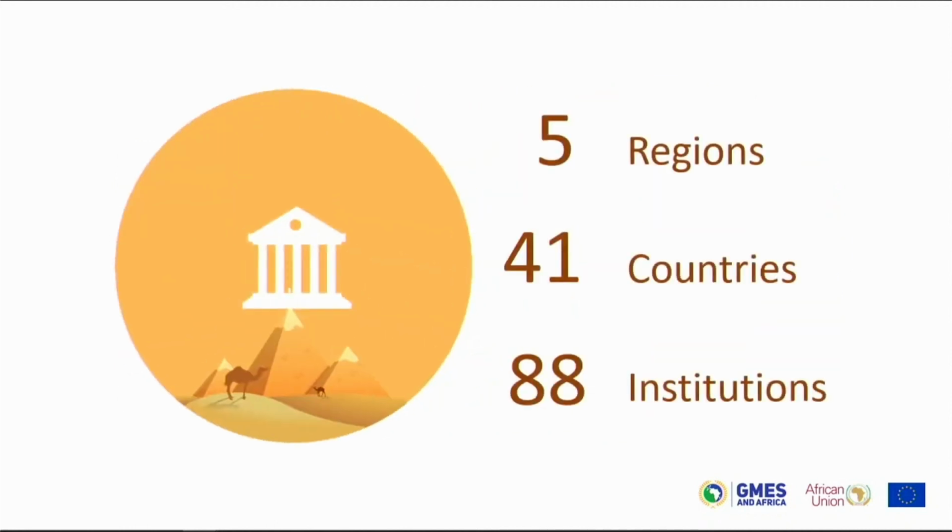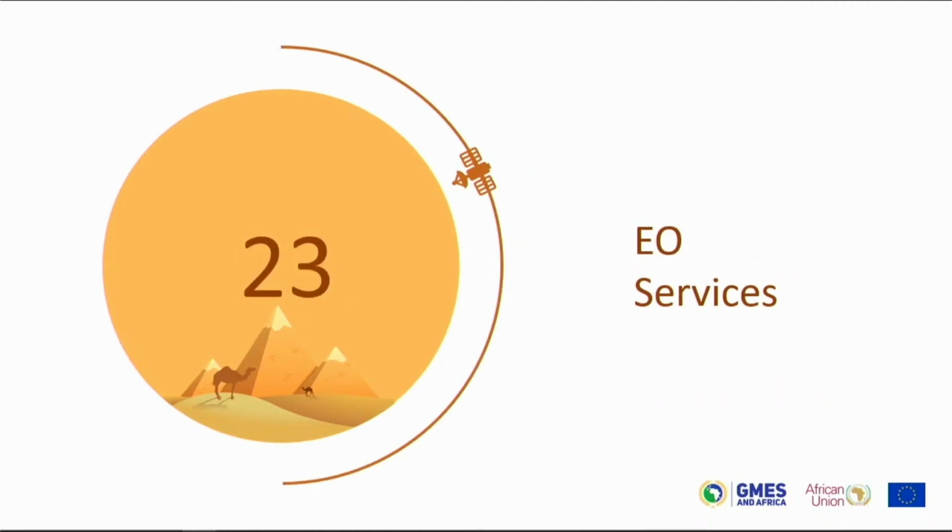So the program, phase 2, cuts across the 5 economic regions of Africa. We are in 41 countries. When I say we are, I'm talking in terms of the list and the technical partners, but I'm not adding those that do not have partners but have been covered by the project. Then 88 institutions have come together to develop and implement 23 EO services. Out of these, 15 are from the land, water and natural resources, and 8 from the marine and coastal areas.